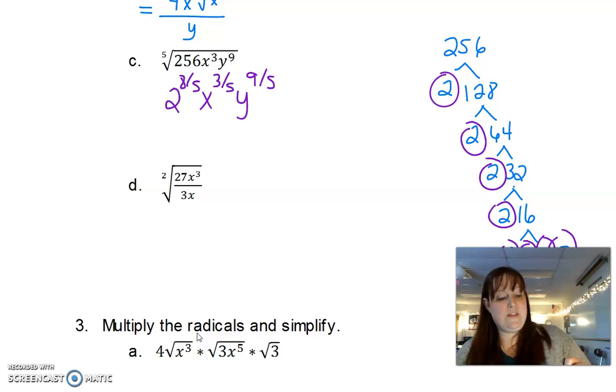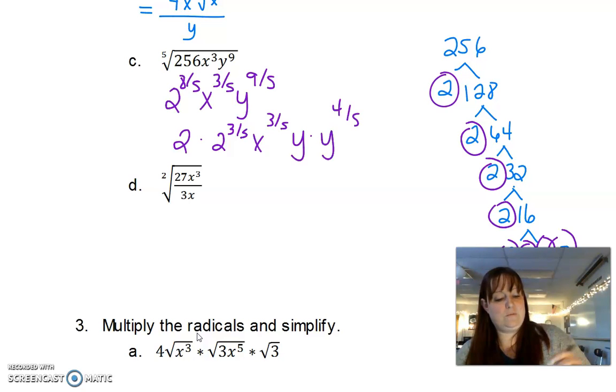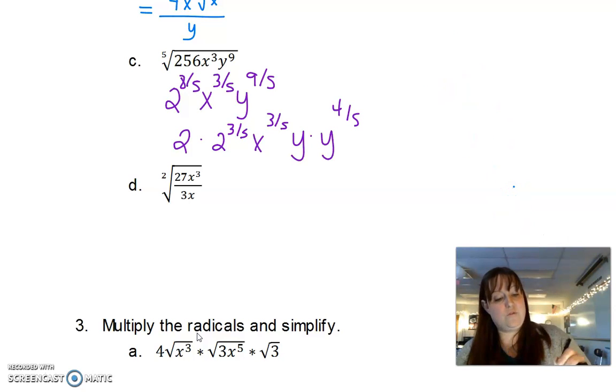And then we can simplify that. 2 to the 8/5 is 2 times 2 to the 3/5, right? Because there's a group of 5 that can come out, and then there's 3 more fifths left over. And then this is still x to the 3/5. And that would be y times y to the 4/5. So how do we write that in reduced radical form?